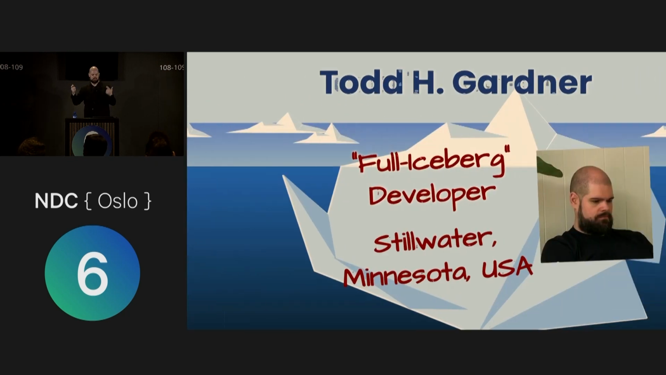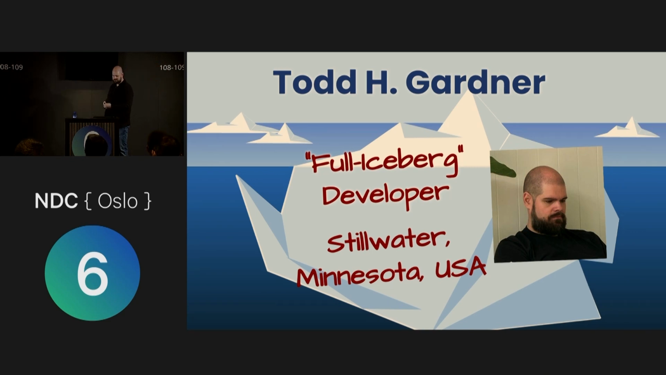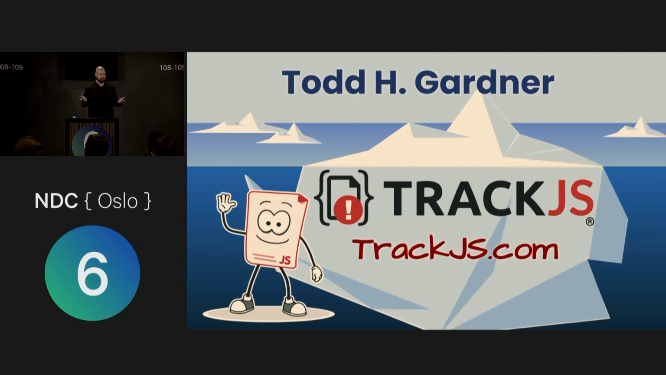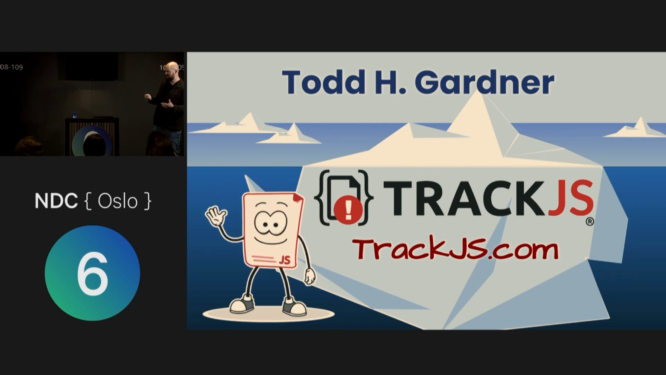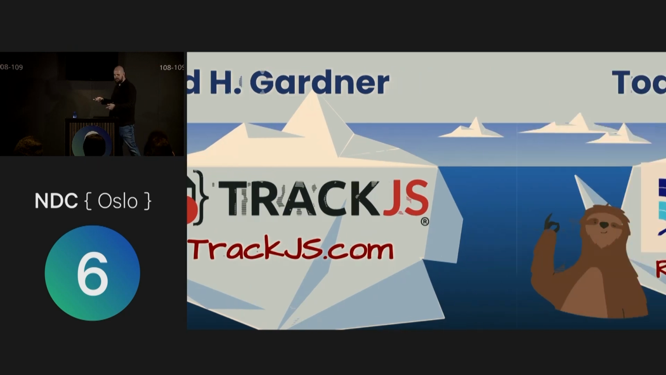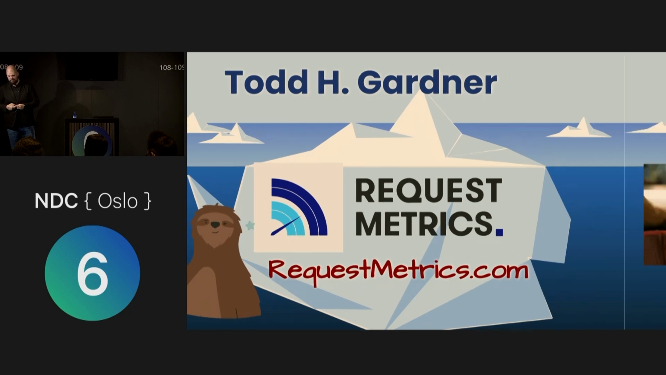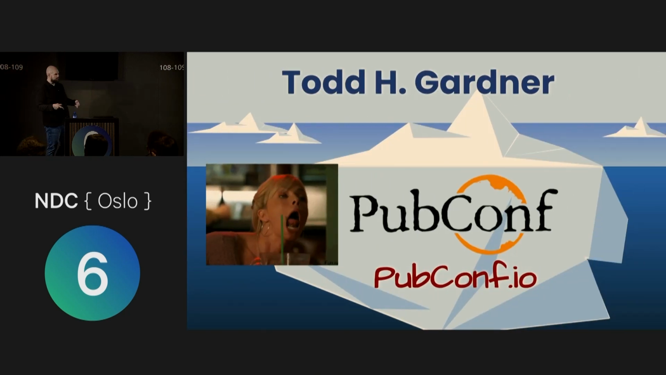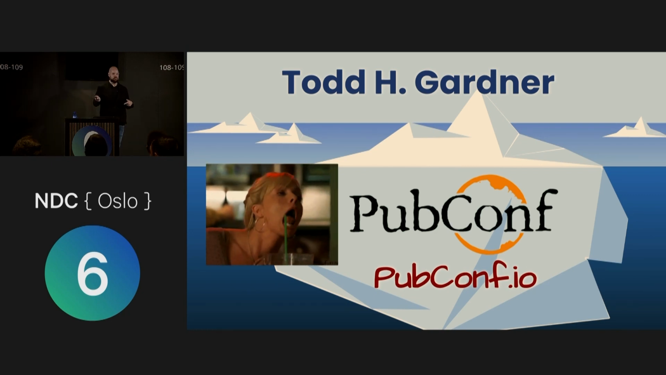Great. So who am I? My name's Todd. I'm what you would call a full iceberg developer. I do all kinds of different stuff. I'm from a town called Stillwater in Minnesota in the United States. If you know me from other things, it's probably this. I built a thing called Track.js, which is a JavaScript error monitoring tool. I've been to NDC many times talking about it. It's pretty cool. Since I was here last time, I started building a second thing called Request Metrics, which does some performance reporting. And I also run a thing called PubConf, which we are hosting one of here on Saturday night at the Scotsman.